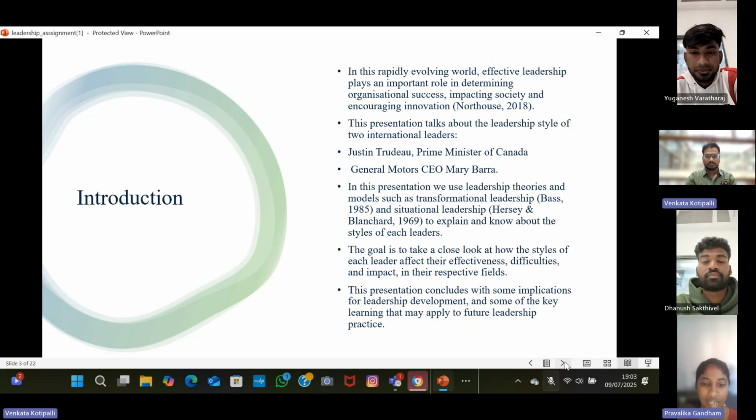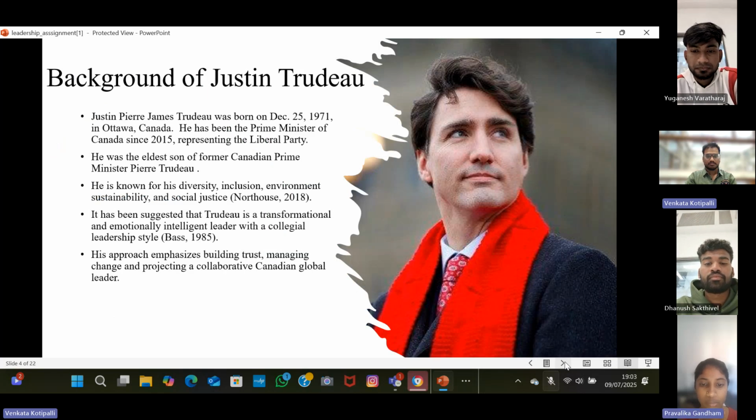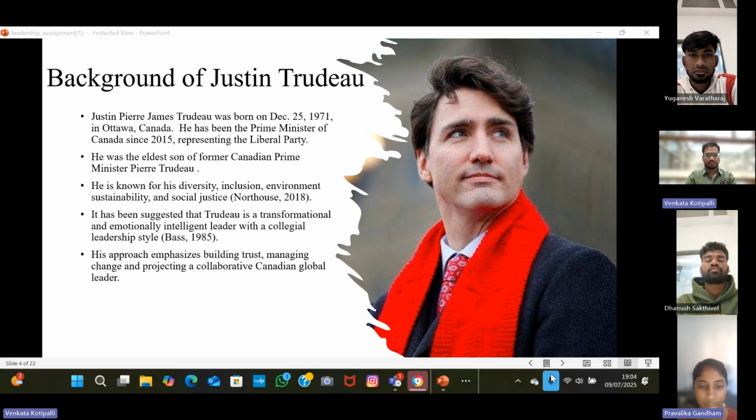The next slide is about the background of Justin Trudeau. Justin Trudeau, born in Ottawa in 1971, has served as Canada's Prime Minister since 2015 and is the son of former Prime Minister Pierre Trudeau. He is widely known for championing diversity, social justice, environmental sustainability, and human rights. His leadership is often described as transformational, grounded in empathy, ethical values, and inclusivity. Trudeau's actions, such as welcoming refugees and supporting indigenous rights, highlight his commitment to global citizenship and progressive leadership.